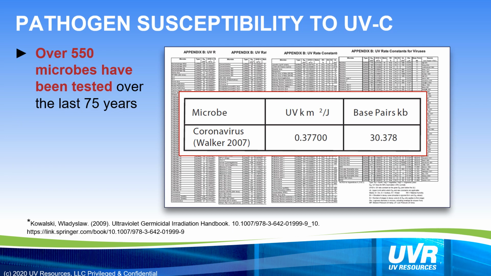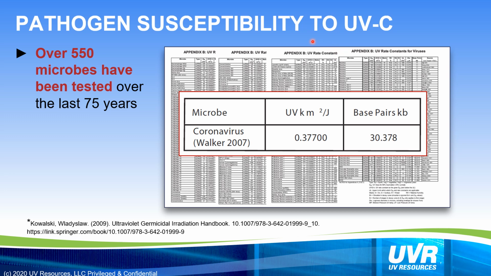In the 2009 Ultraviolet Germicidal Irradiation Handbook, written by Dr. Wally Kowalski, he has in the appendices a different appendix for viruses, mold, fungi, and bacteria. What you're looking at in the background is the appendix for the UV rate constants for viruses. This is all the cited studies talking about air, water, or surface, and it gives you what's called the rate constants of what it takes to inactivate a microbe.